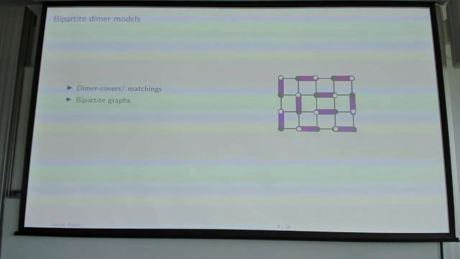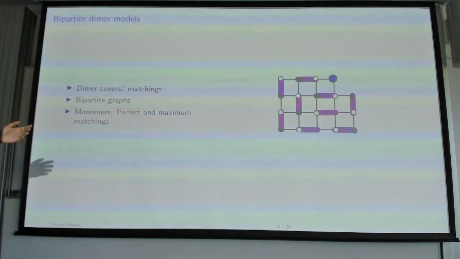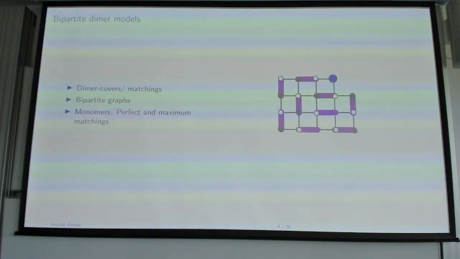Now, for all graphs, it's of course not true that you can have configurations where all vertices have dimers touching them. For example, this graph you can't cover by dimers. All vertices can't be covered by dimers. This blue vertex here doesn't have a dimer, and these sites are what we'll be calling monomers.